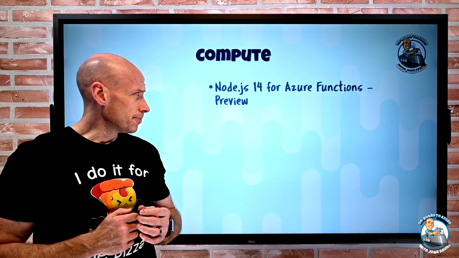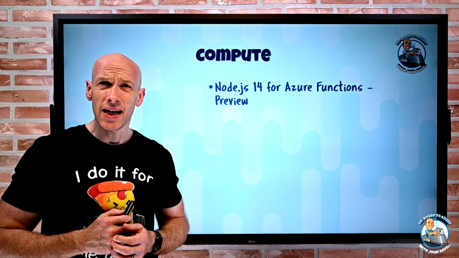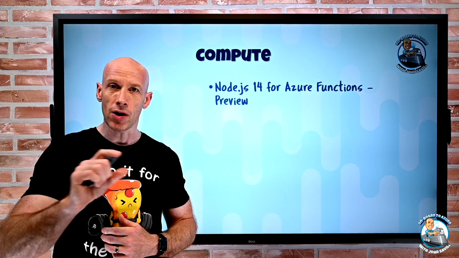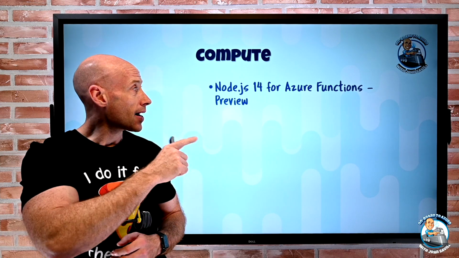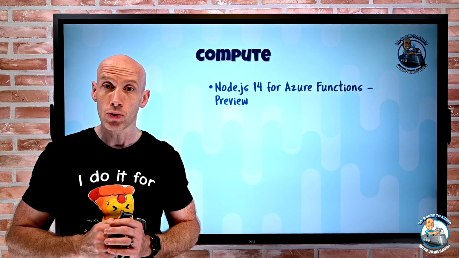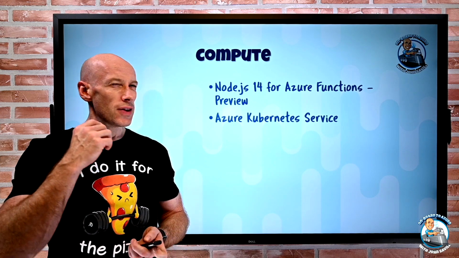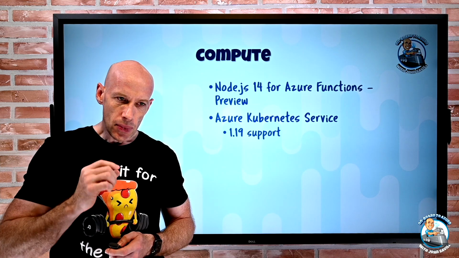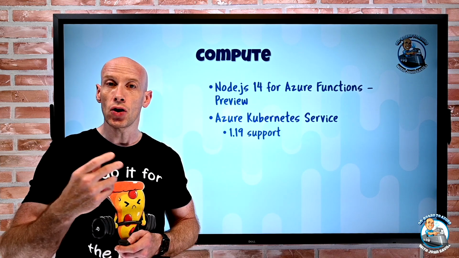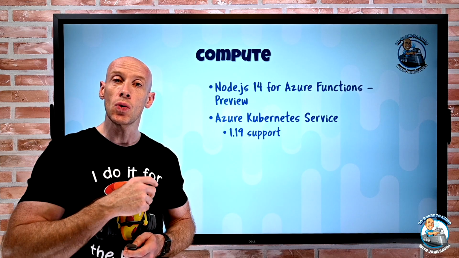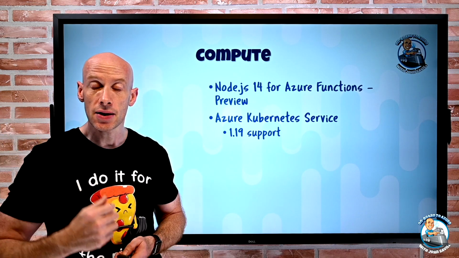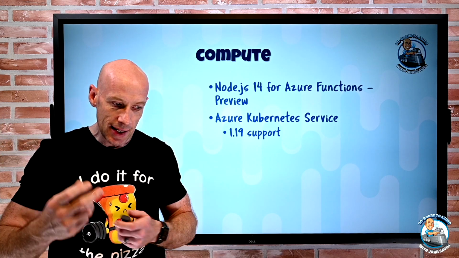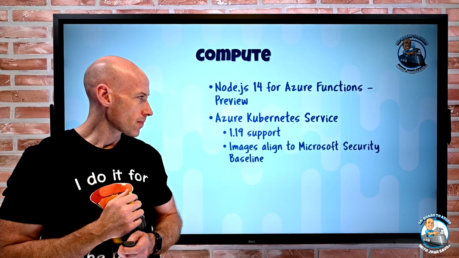So on the compute side, Node.js 14 is now available for Azure Functions. So when we create an Azure function and we select the runtime of Node.js, we'll now see version 14 available to us. For the Azure Kubernetes Service, there's actually a number of different announcements. So the first was now Kubernetes 1.19 support. So we can actually go to our clusters and upgrade to 1.19 and then upgrade the node pools to take advantage of that latest set of functionality.